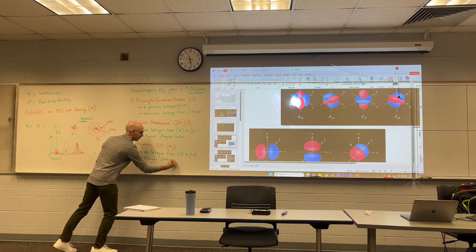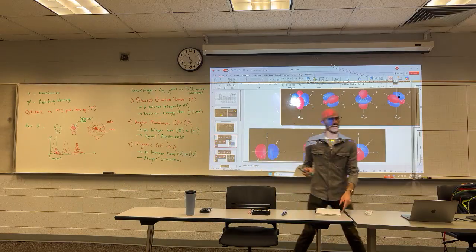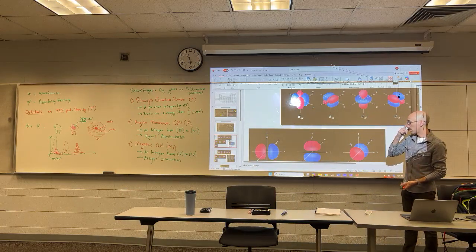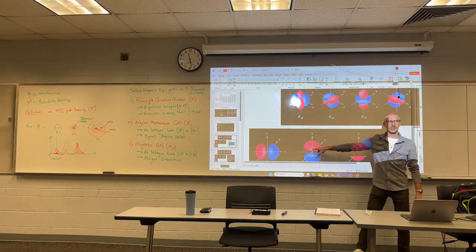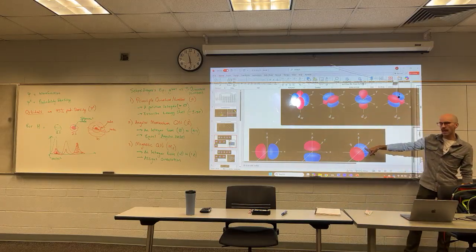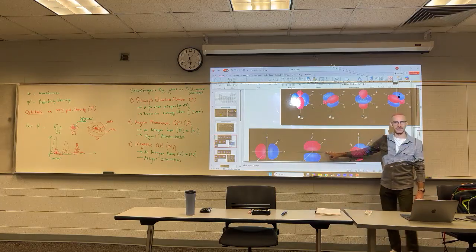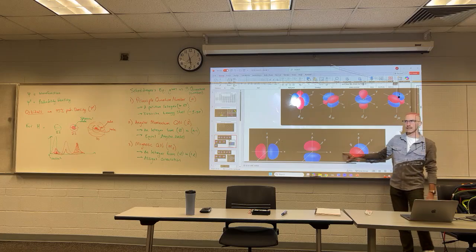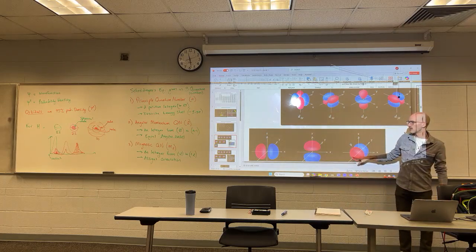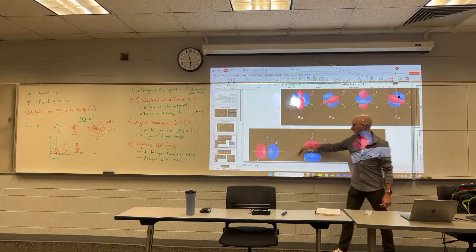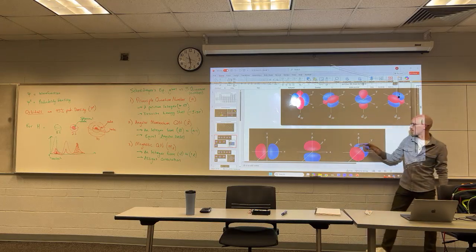The way that you can think about this is that it assigns orientation in space. These 3 orbitals all have the same n. These 3 orbitals all have the same L. How can you tell them apart? Their orientation in space. This lies along the x-axis, this the z, and this, or excuse me, x, z, and y.